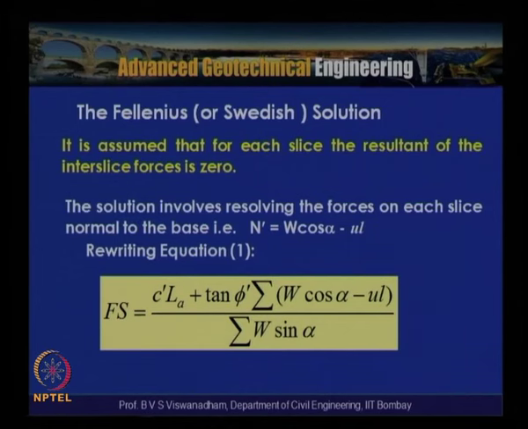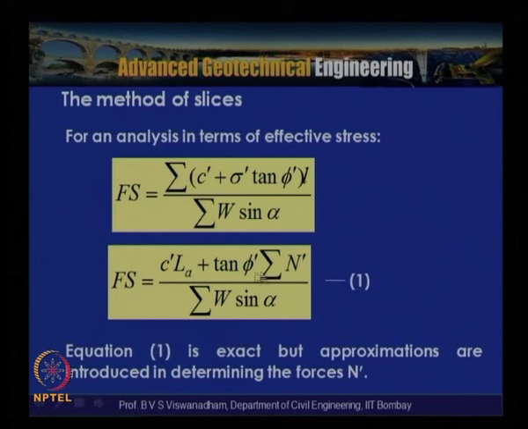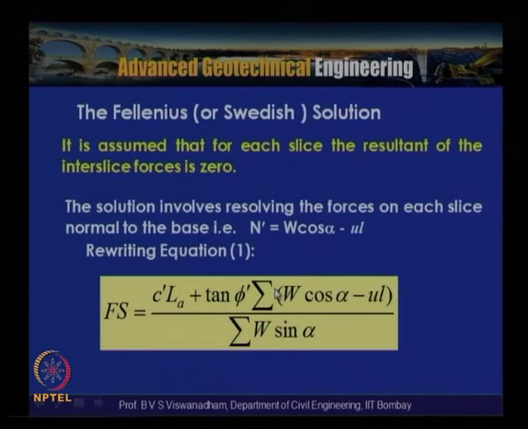The Fellenius or Swedish solution is actually given. It is assumed that for each slice the resultant of the interslice forces is 0, and the solution involves resolving the forces on each slice normal to the base, where we give n dash is equal to W cos alpha minus u alpha. This is given by rewriting equation 1 shown in the previous slide as c dash la plus tan phi dash into sigma of W cos alpha minus ul, divided by sigma W sin alpha.